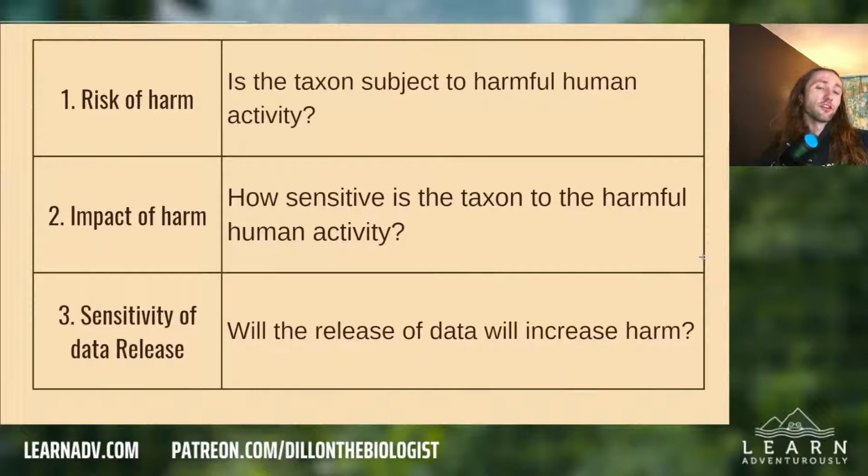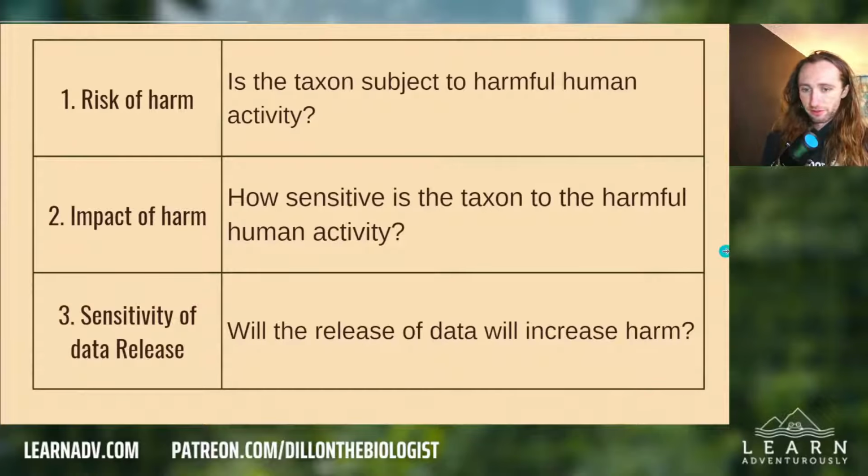What we do is we break it down into 3 categories. It's risk of harm, impact of harm, and then sensitivity of data release. In essence, what we're trying to determine is, will releasing this geographic data cause harm to the taxa it is attached to? And for intents and purposes, we're going to say taxa, but this also applies to sensitive areas, say, vernal pools or ephemeral breeding ponds, stuff that would be sensitive. So we're going to break down each of these more in depth. So we have risk of harm, which is like, could that taxa be harmed by human activity? How sensitive it is, and will that release increase harm?